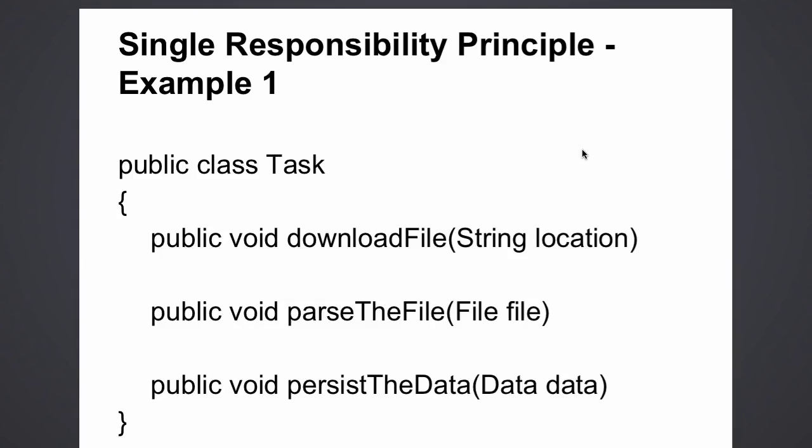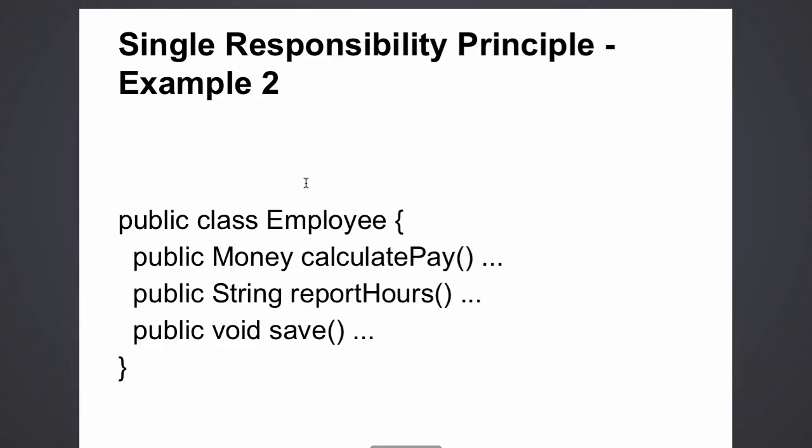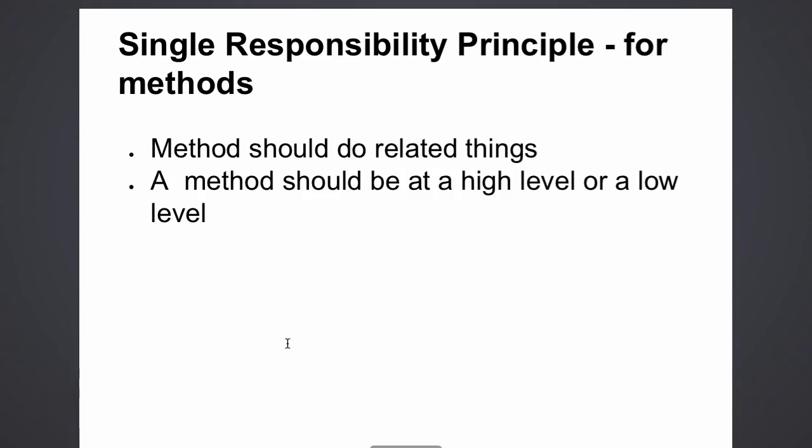For example, the example which we looked at: I want to download the file, parse the file, and persist the data. If you look at this particular task, it's doing multiple things. This class is downloading things, parsing the file, and persisting the data. So it's doing a lot of things. Another example is the example of an employee. This class is taking care of calculating the pay, reporting the hours, and also saving something. So this is doing a lot.